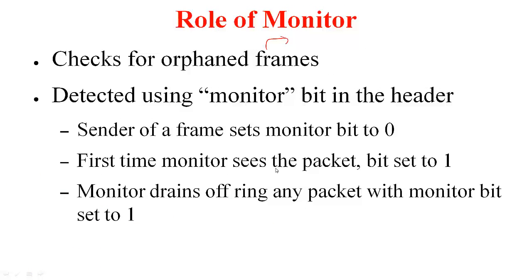So any sender, when it sends a frame, sets the monitor bit equal to 0, and the first time the monitor sees the packet, it is going to set it equal to 1, and if it again sees a frame with monitor bit set equal to 1, that means this frame is doing rounds in the ring, and the monitor will drain off that particular packet.